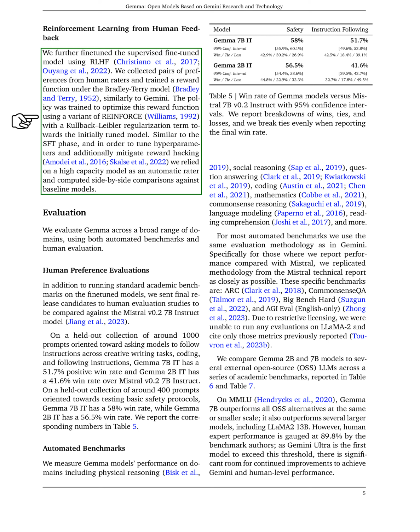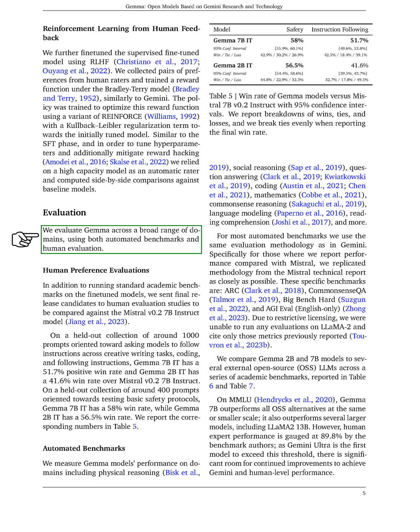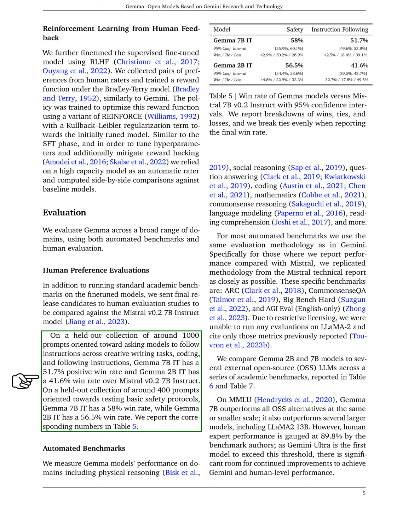Section: Evaluation. In this section, we evaluated Gemma in various ways. We conducted human preference evaluations by comparing Gemma models to Mistral v0.2 7B instruct model on different types of tasks. For tasks related to creative writing, coding, and following instructions, Gemma 7b-IT had a 51.7% win rate, while Gemma 2b-IT had a 41.6% win rate. On safety protocol tasks, Gemma 7b-IT had a 58% win rate, and Gemma 2b-IT had a 56.5% win rate.